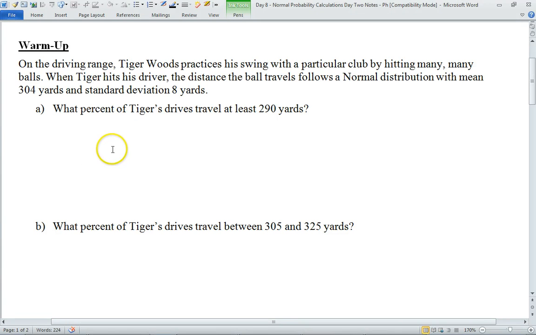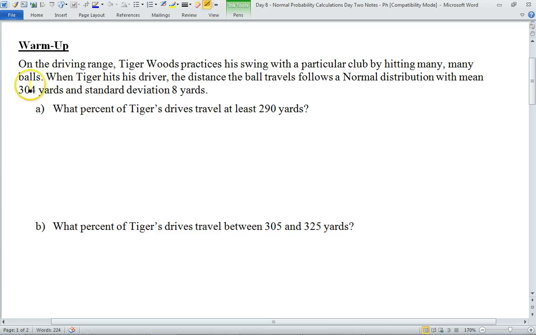Okay, now we've restarted the video. Hopefully everyone has done at least as much as they could possibly do on the warm-up, and I will take it from here. So let's see. On the driving range, Tiger Woods practices his swing with a particular club by hitting many, many balls. When Tiger hits his driver, the distance the ball travels follows a normal distribution with a mean.